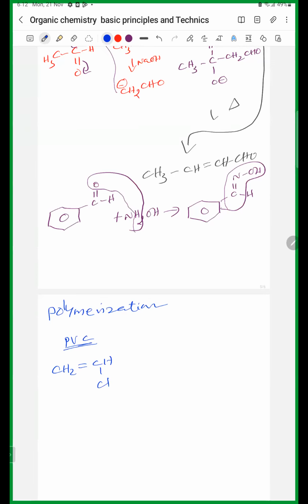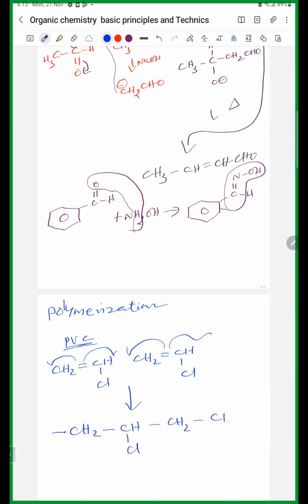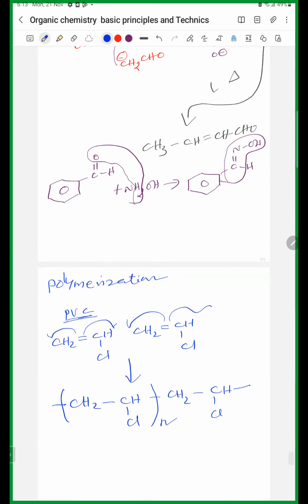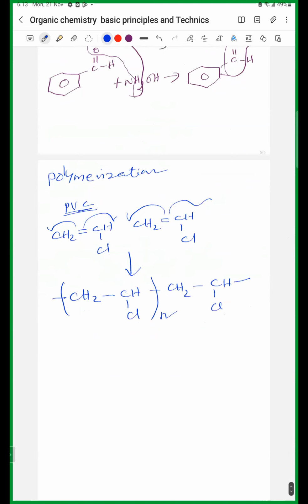So these vinyl molecules keep on adding. You take one more vinyl molecule, what will happen? This will form a bond. So it gives CH2, CHCl, CH2, CHCl. Whatever unit is going to repeat, we put it as n times. So how many molecules we have taken? Then you can say what is the mass of the polymer. This is called polymerization.